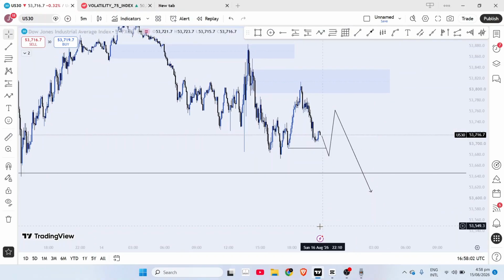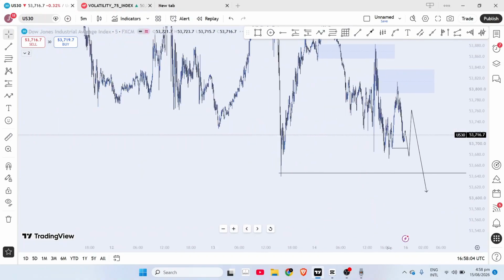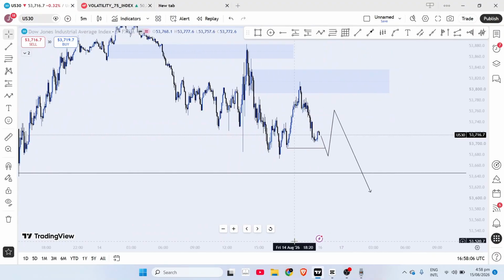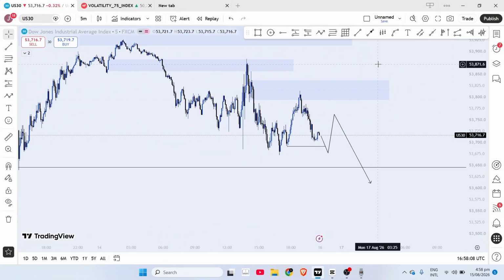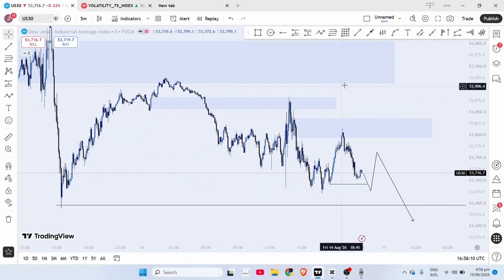So US30, this is the outlook, and this is what I'm looking at. This is what I've seen. So yeah, we'll be keeping an eye to monitor other opportunities that we will catch in the market.